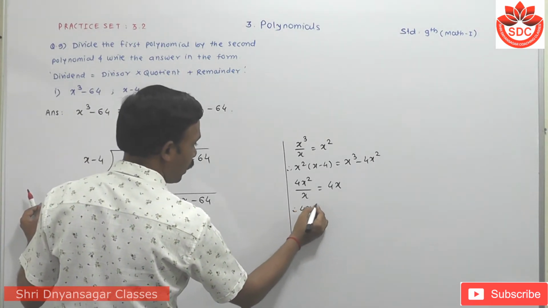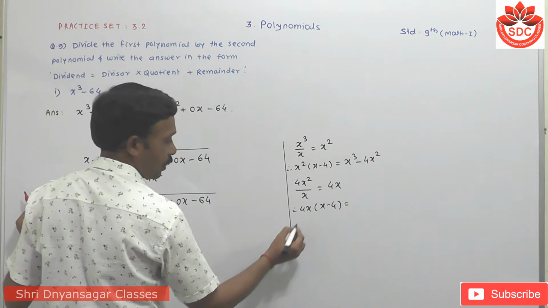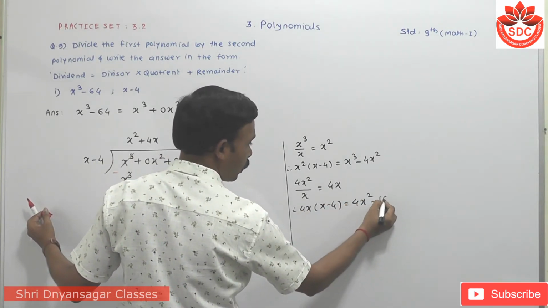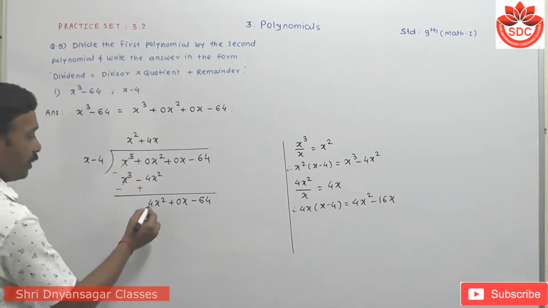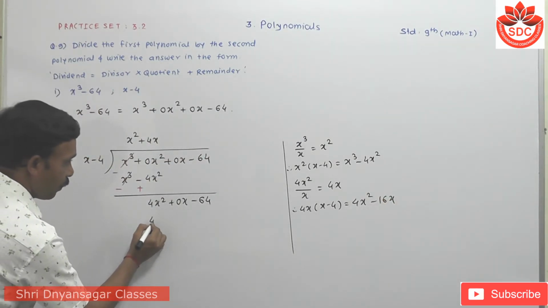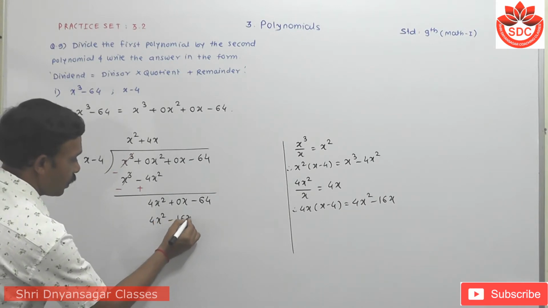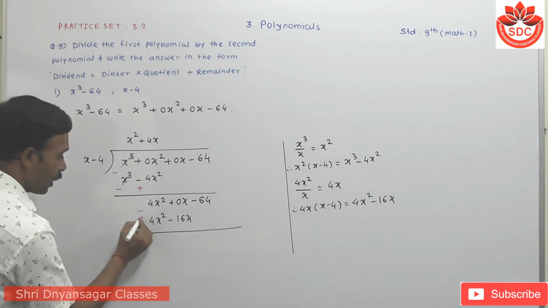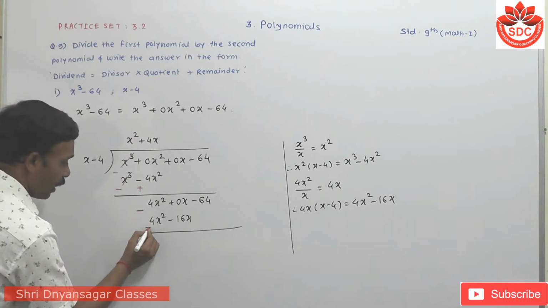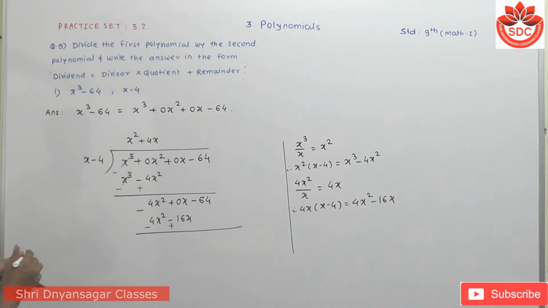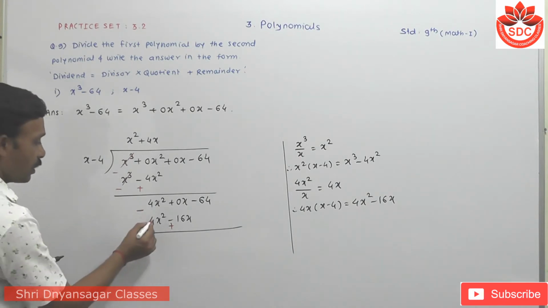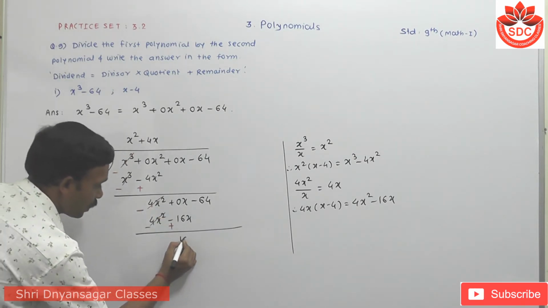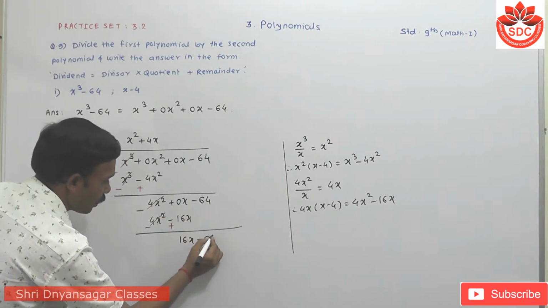Then multiply this 4x with x minus 4. This product is 4x square minus 4 fours are 16x. I have to write this below the like terms, that is, 4x square minus 16x. Student, when we subtract here, the signs of the second expression again change, so this is converted to minus and this is converted to plus. Then this minus and plus get cancelled. The remaining is plus 16x and this value is minus 64.